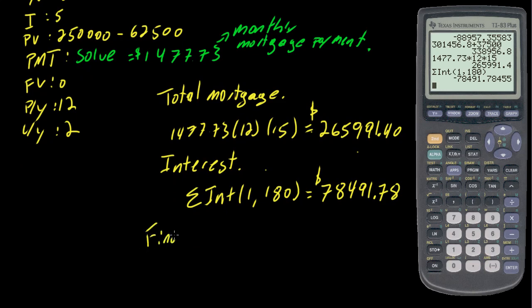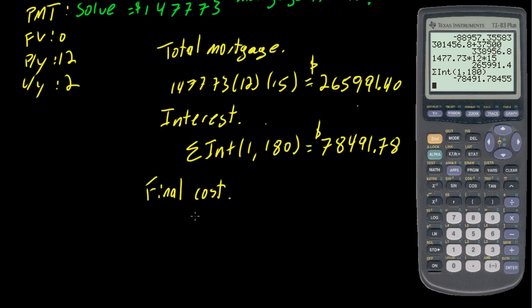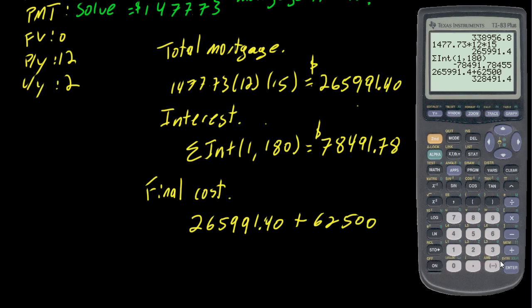Cool. And let's do our final cost now. So final cost. We know what we paid for our mortgage. That's this money over here, but that doesn't include our down payment. So we're just going to pop our down payment back onto it. $256,991.40, let's go plus now 62,500. Get our calculator back out. 256,991.4 plus our down payment from before. And we're going to get the total cost of our home here. So this is going to be total cost $319,491.4.